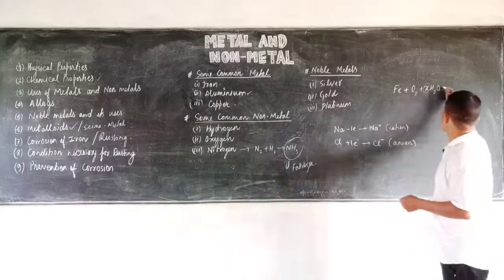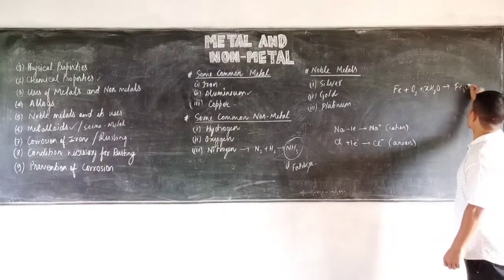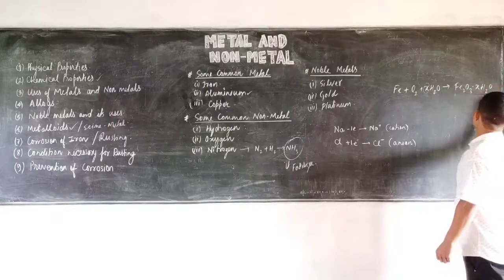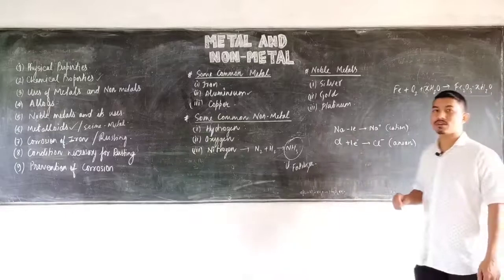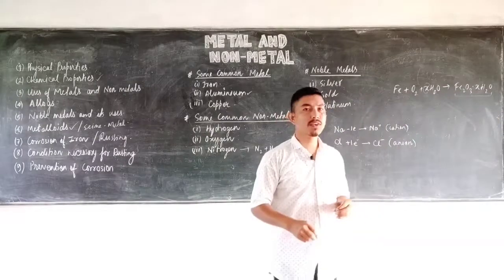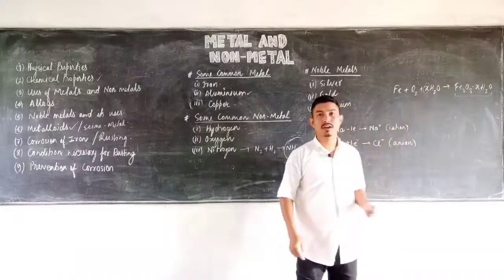On reacting, we get a compound known as Fe2O3.xH2O, which is known as hydrated ferric oxide. So the chemical name of rust is hydrated ferric oxide. So this hydrated ferric oxide is known as rust.